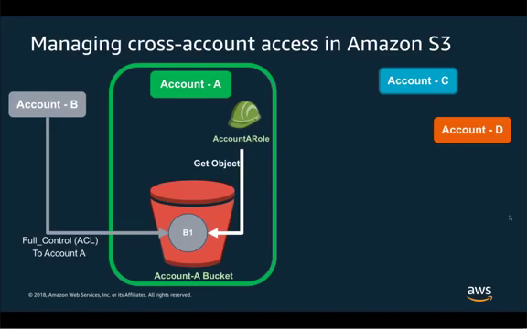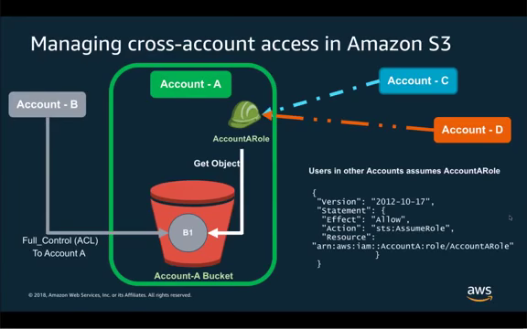You write a trust policy that allows account C and account D to assume this particular role. This trust policy is in account A, hangs off the account A role. You write another trust policy. So account C and account D will write trust policies, which is what you see here, that they can assume the account A role. Once they assume the account A role, they can also do a get object.